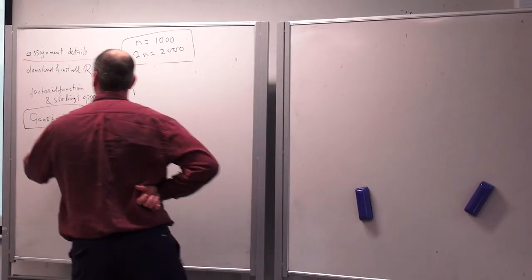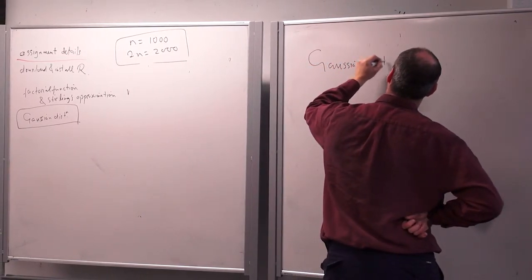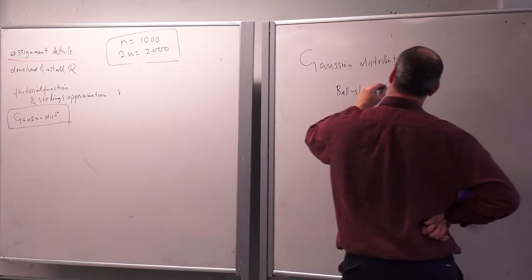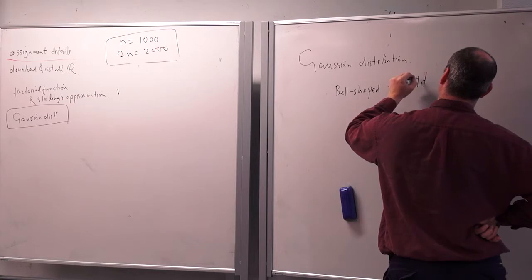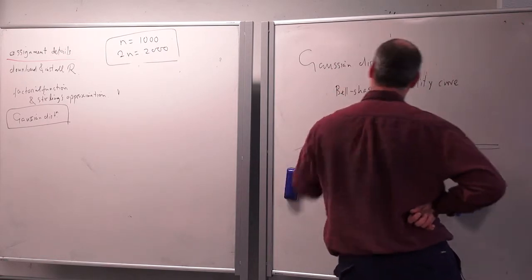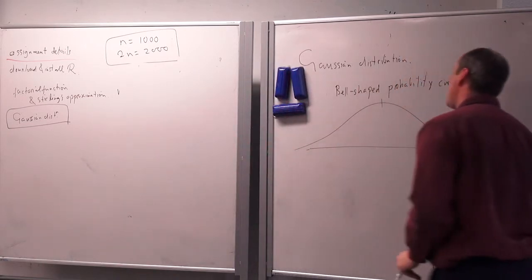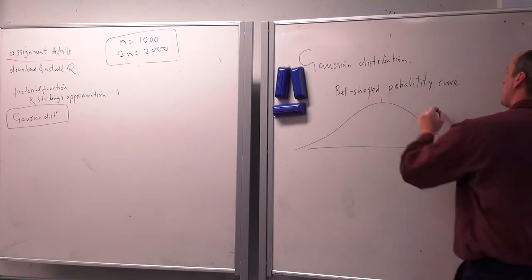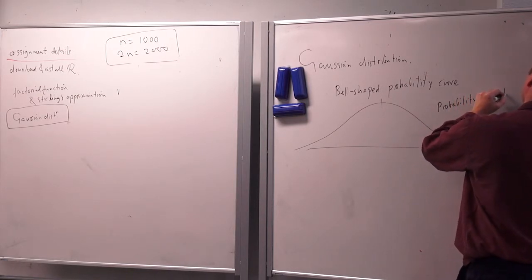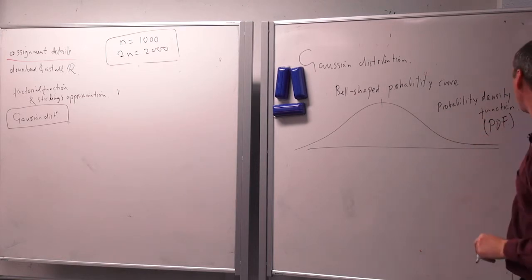So, the Gaussian distribution, what is it? Okay, it's a bell-shaped curve, a probability curve, that looks like this. There it is. And I'm going to give you the distribution for it. First of all, I'm just going to remind you what this probability curve is. It's formally called a probability density function, or a PDF. That's how I call it, a probability density function.